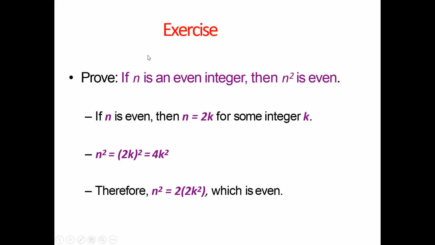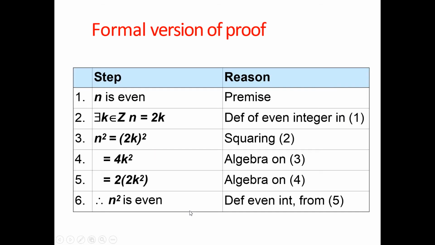There is another exercise. Prove that if n is an even integer, then n squared is even. So let's start the proof by assuming that n is even. Then n can be written as n is equal to 2k for some integer k. Squaring both sides, we have n squared is equal to (2k) squared, which is equal to 4k squared, which can be written as 2 times 2k squared. And it means this is even. This implies n squared is even, and hence the result. So this is the formal version of the proof with the reasons.